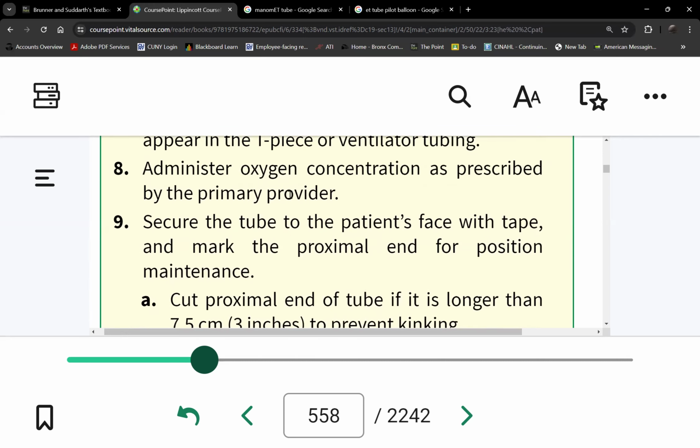For trach and mechanical vents, it doesn't matter, high FiO2, 100%, that's never good. Well, you can't have 100% through a nasal cannula. It's impossible because you're breathing room air. It's only for ventilators.